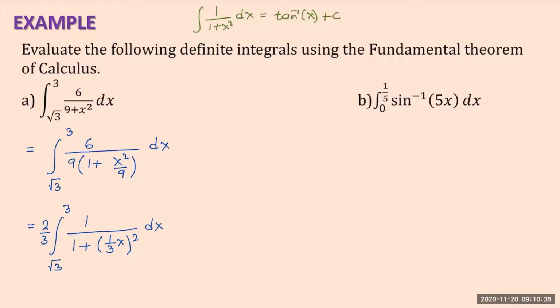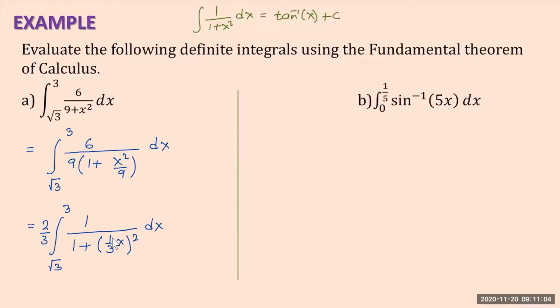Now this integral is in that form. In place of x, we have 1/3 x. So this is a composite function with the inside function as 1/3 x. Since the inside function is a linear function, we can directly use this formula and divide the result by the derivative of this inside function. So by doing that, let's see what we get.